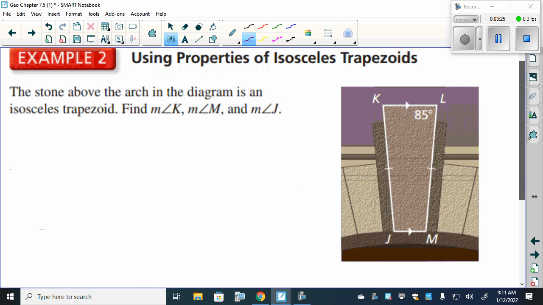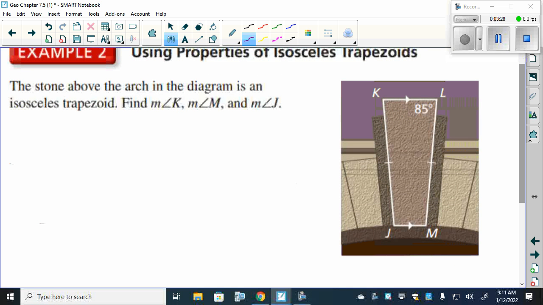All right. Let's look at the first example problem. Now, the printer did not print this picture well. And y'all are probably going to be the first group to actually be able to see this on the screen and actually be able to read what it says in the picture. The stone above the arch in the diagram is an isosceles trapezoid. Find the measures of angle K, M, and J. Now it's an isosceles trapezoid. So what do we know for sure?